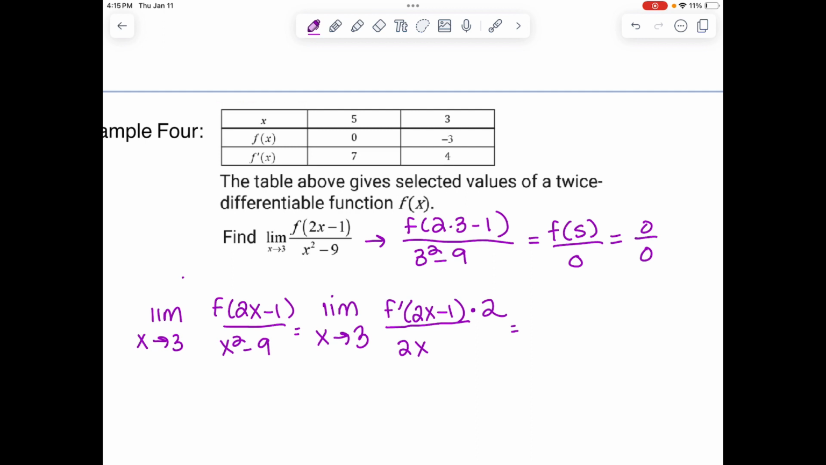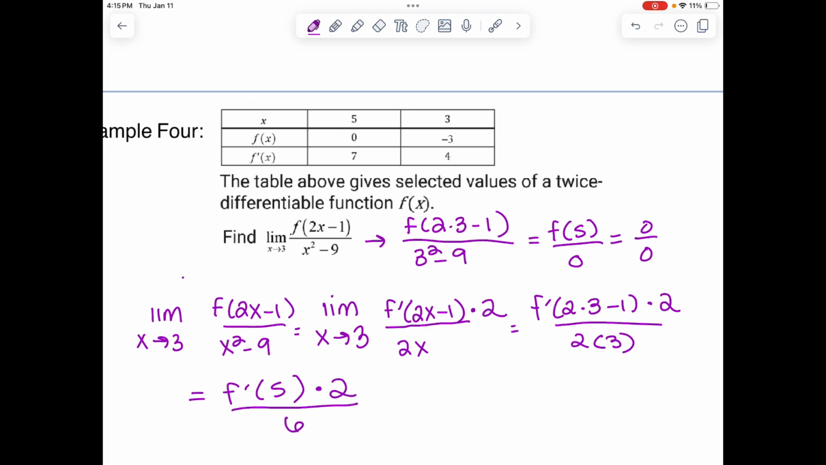So now I'll plug in 3 in all the places x was. 2 times 3 minus 1 times 2 over 2 times 3. And that's going to equal f prime of 2 times 3, which is 6. 6 minus 1 is 5, times 2, all over 6. F prime of 5, based on this table, is 7. So I'll have 7 times 2 all over 6, which equals 14 divided by 6, which is 7/3. That's your answer.